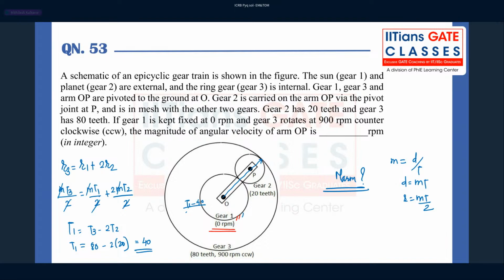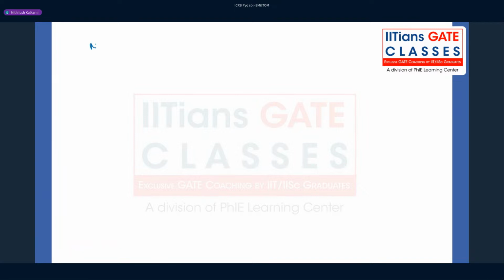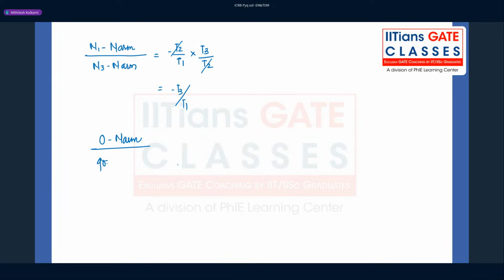Next part is by using the relative velocity method. I can say N1 minus N arm divided by N3 minus N arm has to be equal to minus T2 by T1 into T3 by T2, but just for simplicity I'm writing like this, and these two terms will cancel out, and at the next step you can say it as minus T3 by T1. Now we know that N1 is 0 because the sun gear is fixed, they have mentioned. N arm we are supposed to calculate. N3 is 900 RPM in the counterclockwise direction. So let's consider counterclockwise as negative, that is our assumption.